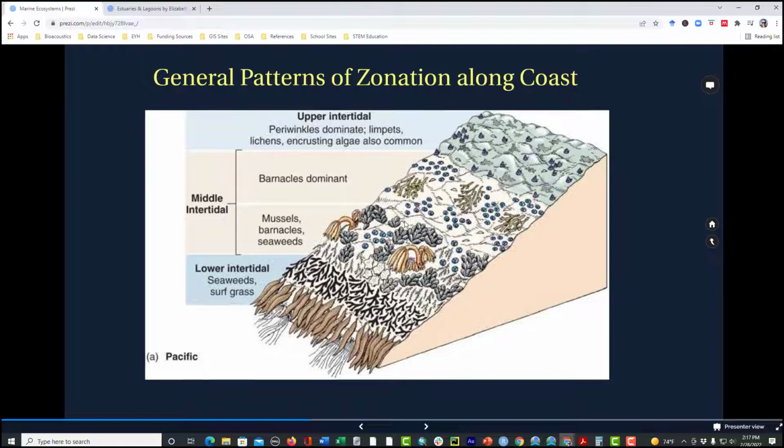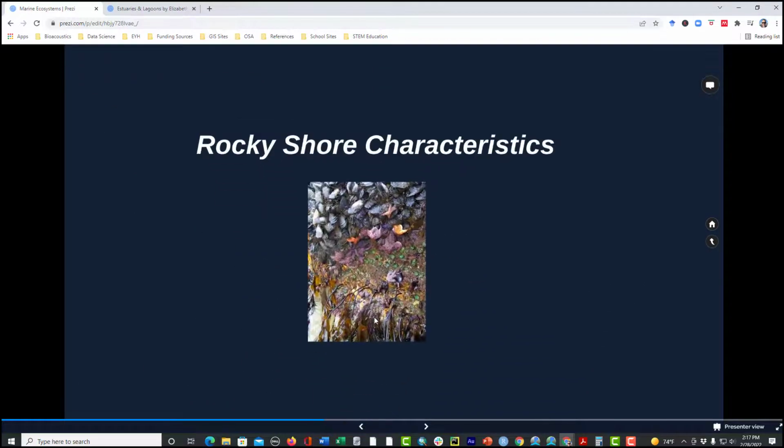So this tends to be the one where we find ourselves a lot, right? We're in the middle intertidal area, and there tends to be a little bit more action and interesting things there. And then in that lower intertidal region, it's mostly going to be seaweeds and surf grass that are going to be adhering to that rock substrate.